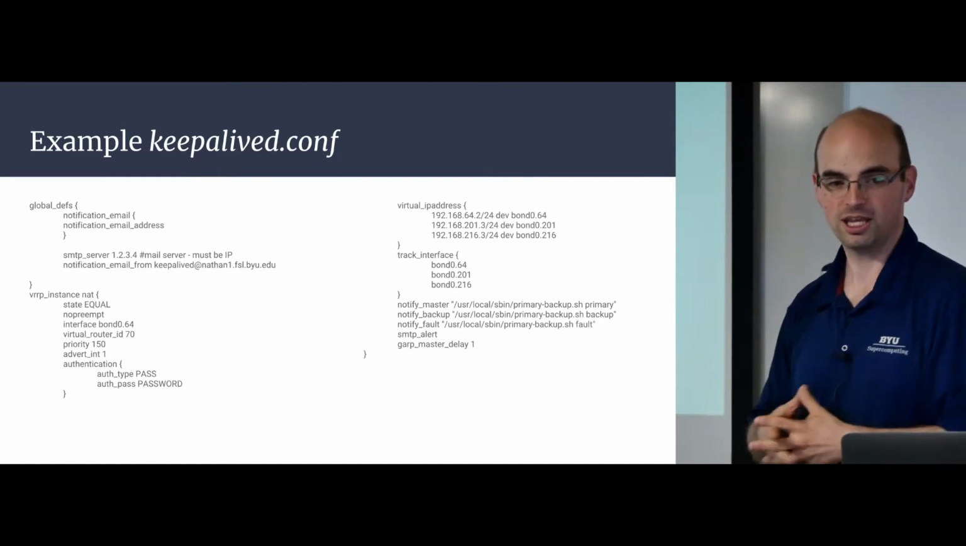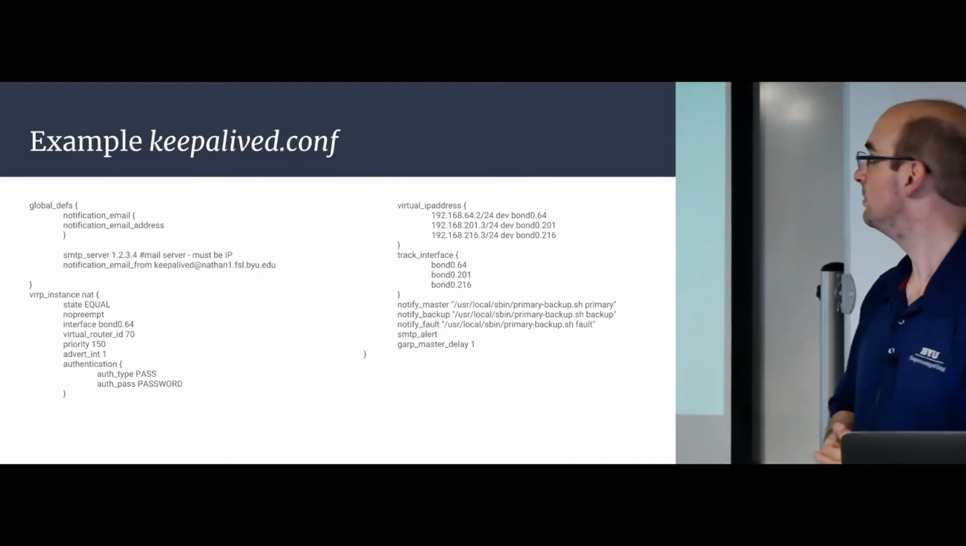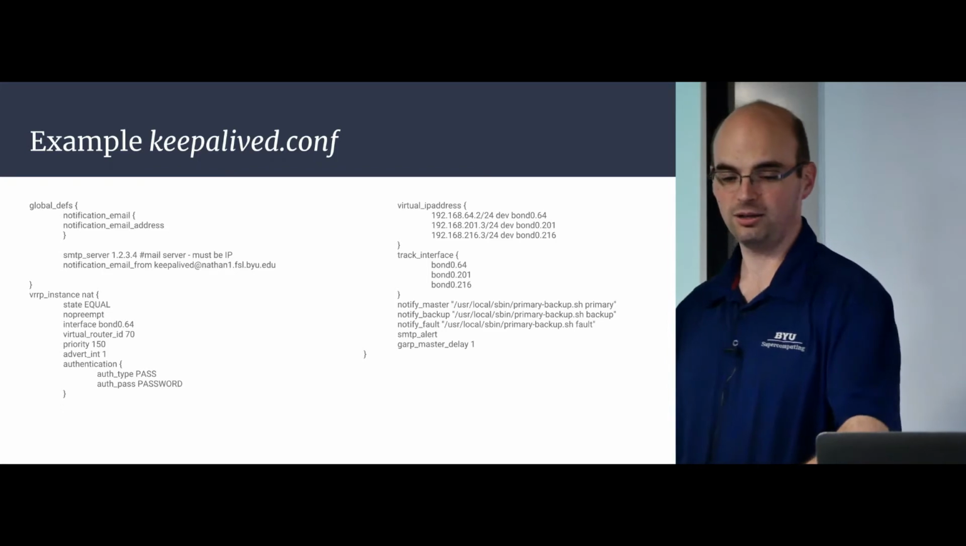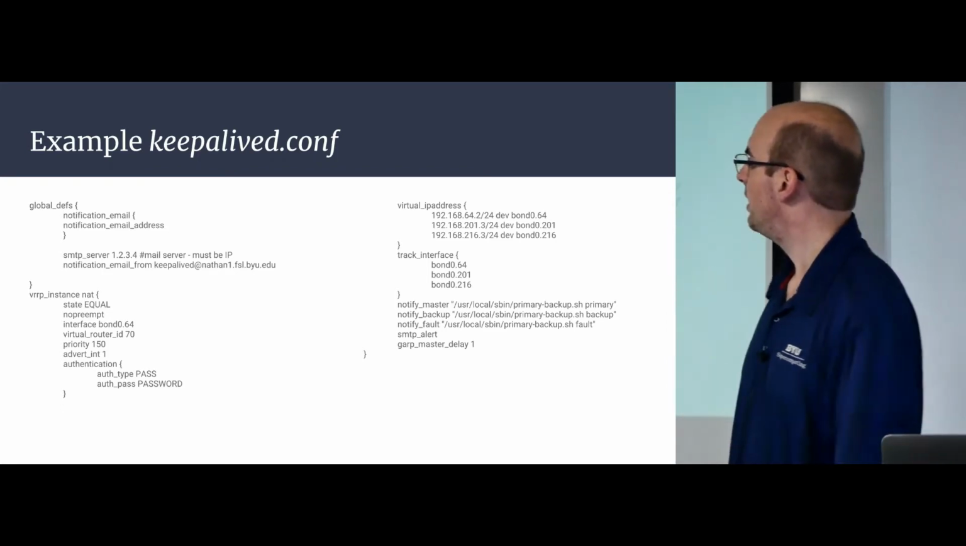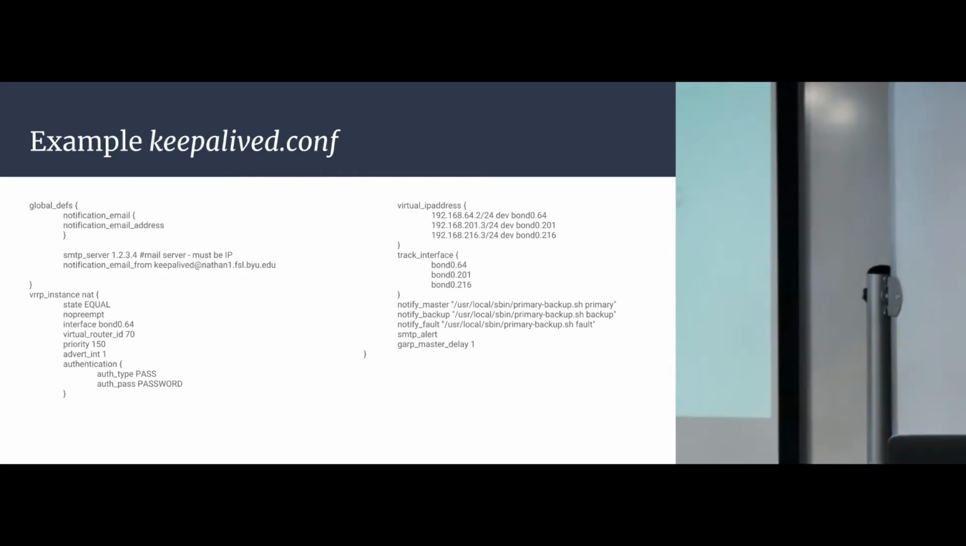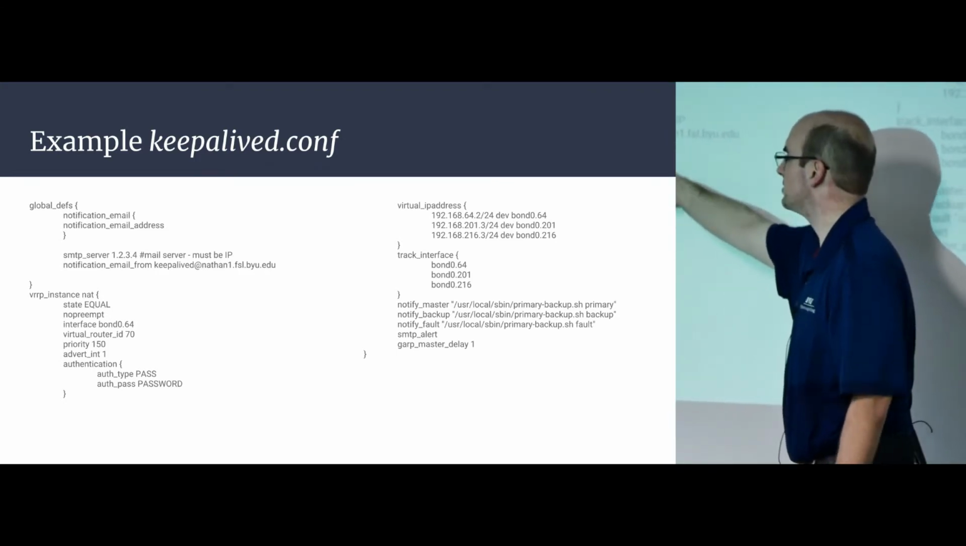This is just an example. keepalived.conf is relatively simple. Definitions, and I'll send a link to these slides, by the way, so you don't have to worry about it. Basic definitions of where to send email to, how to send it, where to send it from.